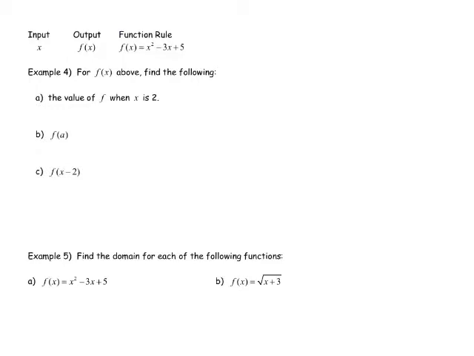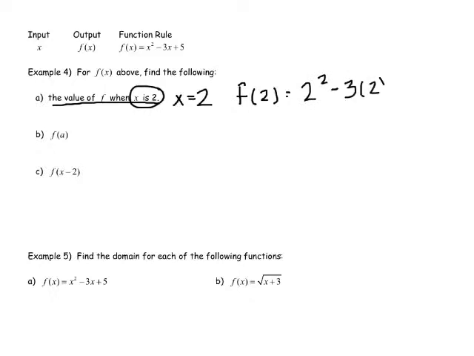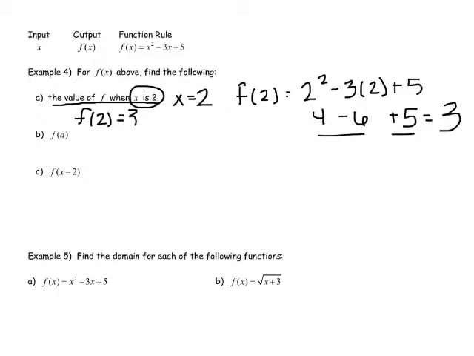All right, so let's do some more just function rules. So in example 4, this is just practicing some basic algebra. We want to find the value of f when x is 2. So this is just saying plug in an x of 2. So evaluate the function at 2. So I'm going to do 2 squared minus 3 times 2 plus 5. So that's 4 minus 6 plus 5. Negative 2 plus 5 is 3. So you could say f evaluated at 2 is equal to 3.